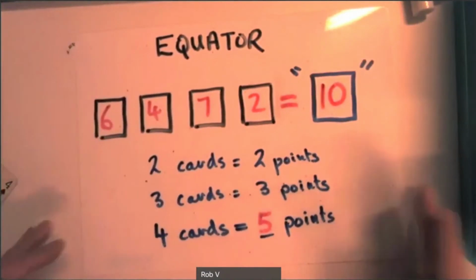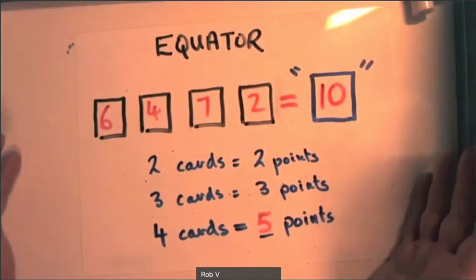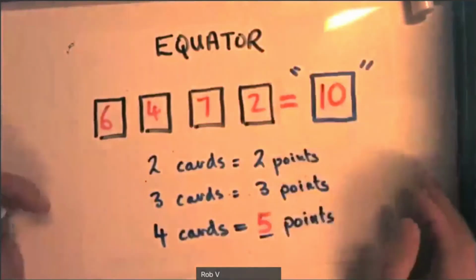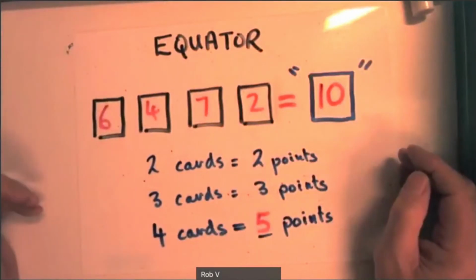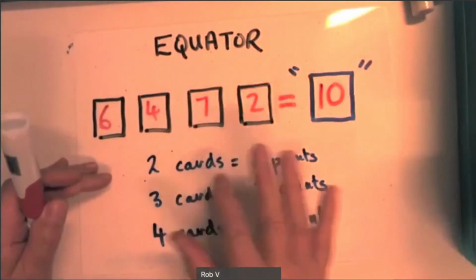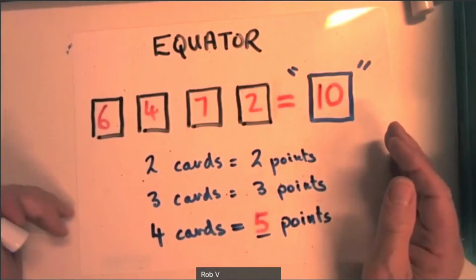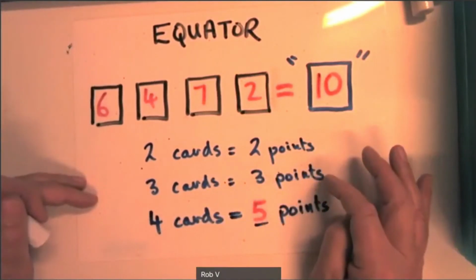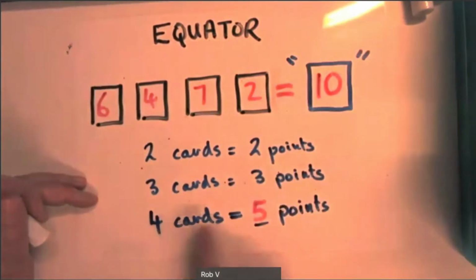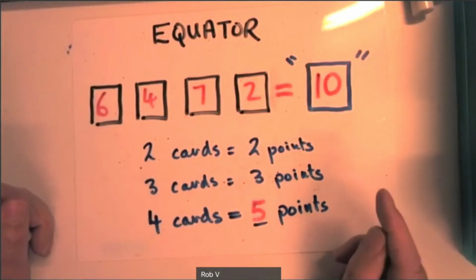Now, the objective now is to use those numbers, the 6, 4, 7 and 2, to try and make an equation, hence the name Equator, like from equation. So you've got to use those numbers to try and get to 10. Now, we can see an obvious one, but let's not talk about it yet. But if you use 2 cards to make 10, terrific, that's 2 points. If you use 3 cards, that's 3 points. Here's the bonus. If you can use all 4 of the cards, 6, 4, 7 and 2, to make 10, you get 5 points.